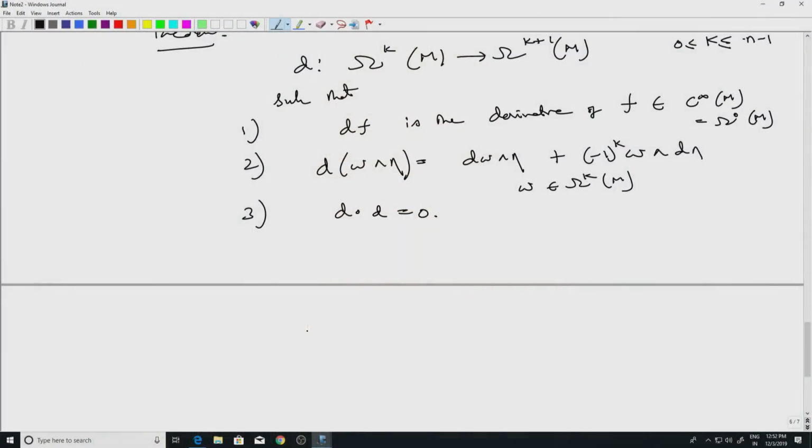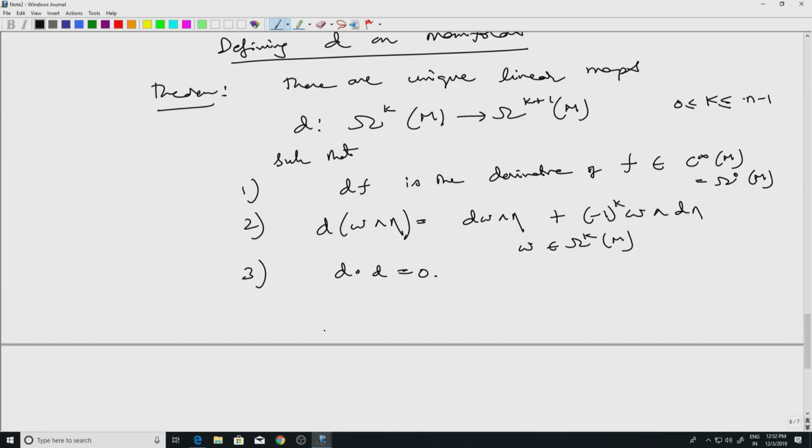Hello and welcome to today's lecture. So finally we got to the point of constructing the D operator on manifolds. So this was where I had stopped last time.